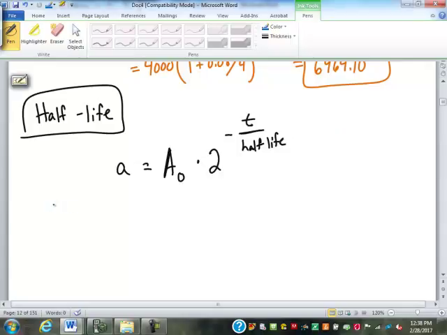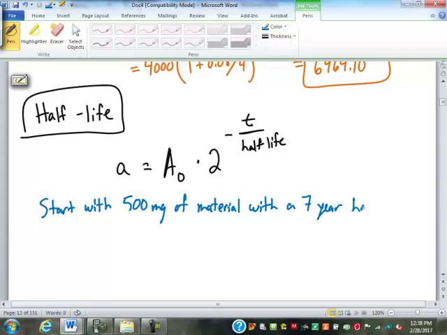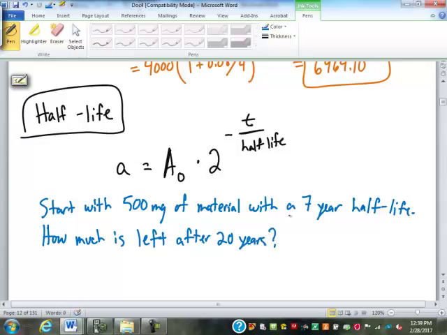So let's say that we start with 500 milligrams of material with a 7-year half-life. How much is left after 20 years? So same type of thing. Plug into this formula.